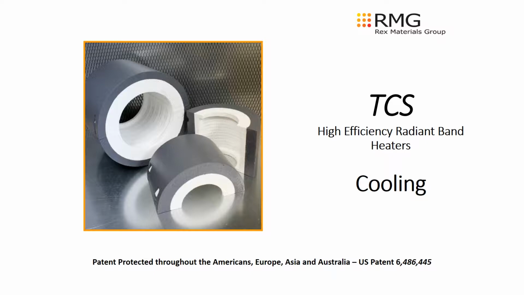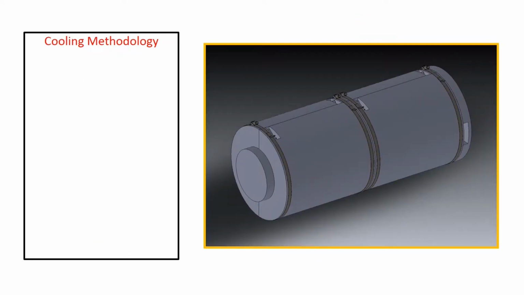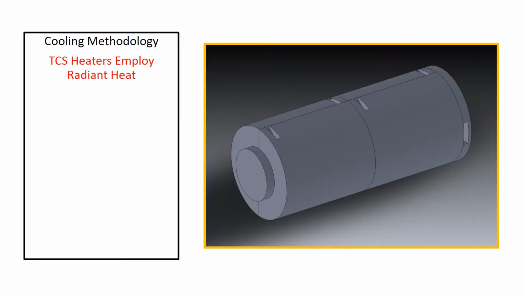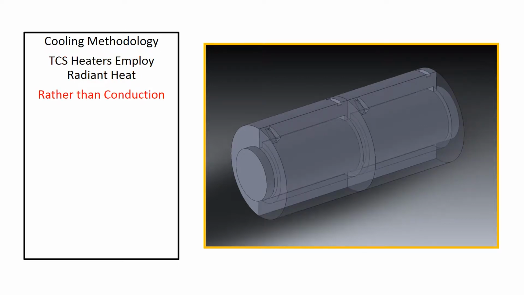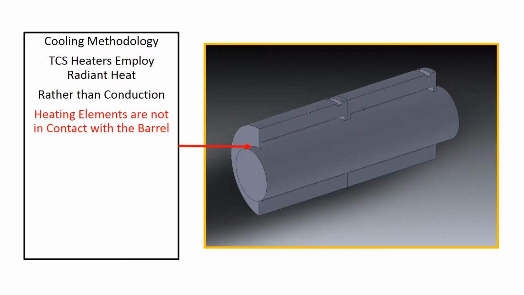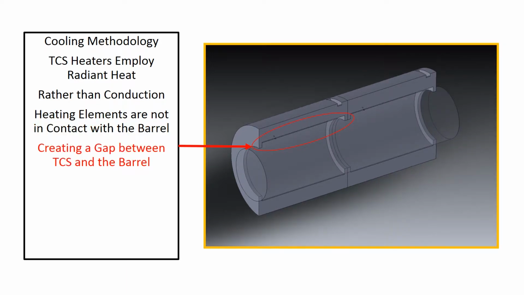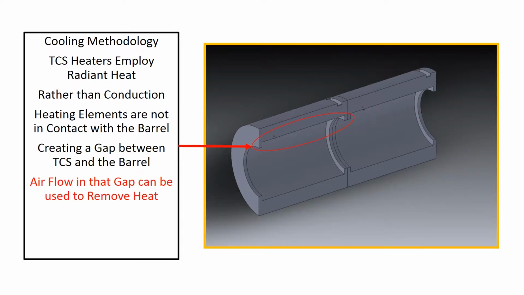TCS cooling. The TCS cooling approach is based on the fact that the TCS heaters employ radiant heat rather than conduction to heat the melt, and as such the heating elements are not in contact with the barrel. This creates a gap between TCS and the barrel. The TCS cooling system pulls air through that gap to remove the heat and exhaust it where desired.